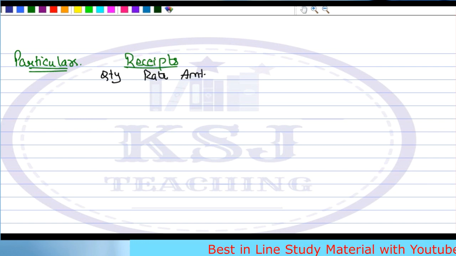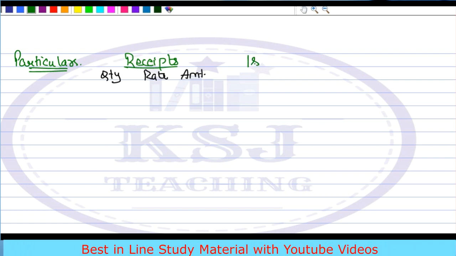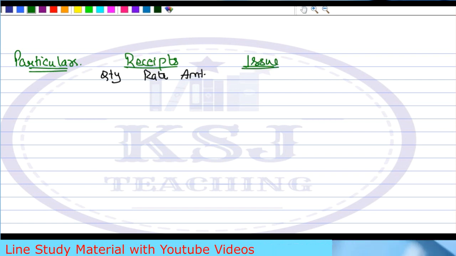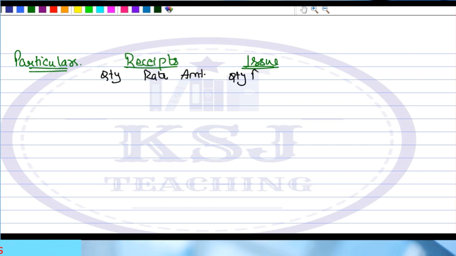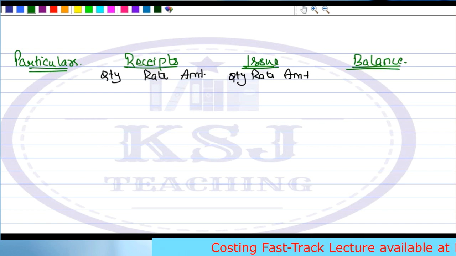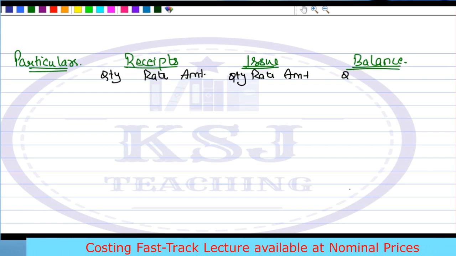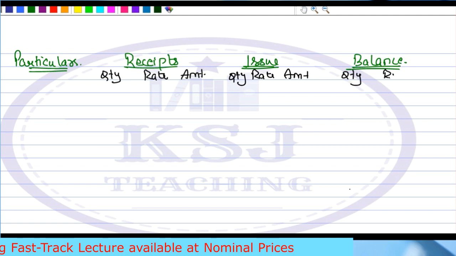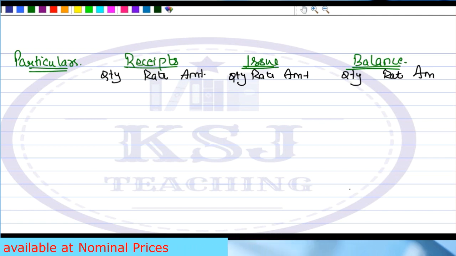right? Then you have to record all the issue. Again, issue is to be divided into three parts: quantity, rate, and amount, right? Then comes the balance. What is the balance left? After the net of receipts and issue will be your balance. Again, the balance will be into three parts: quantity, rate, and amount, right?